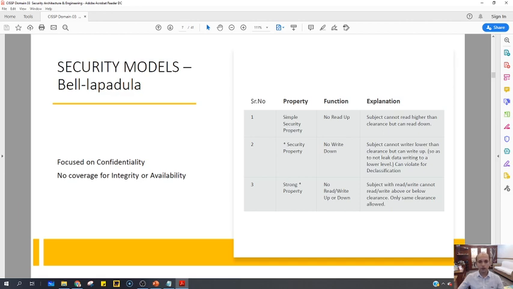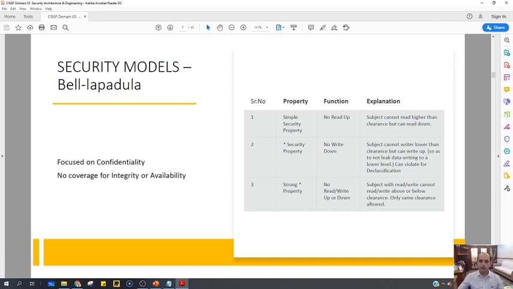The star security property says no write down. Like the stars in the sky, we can just correlate this for our understanding only. There is no actual correlation in this. Just to remember for the exam, we can say the star security property says no write down. A subject cannot write to lower clearance levels but can write up. This is so as not to leak data; writing to a lower level can violate declassification, because in declassification the higher level information cannot go to the lower level.